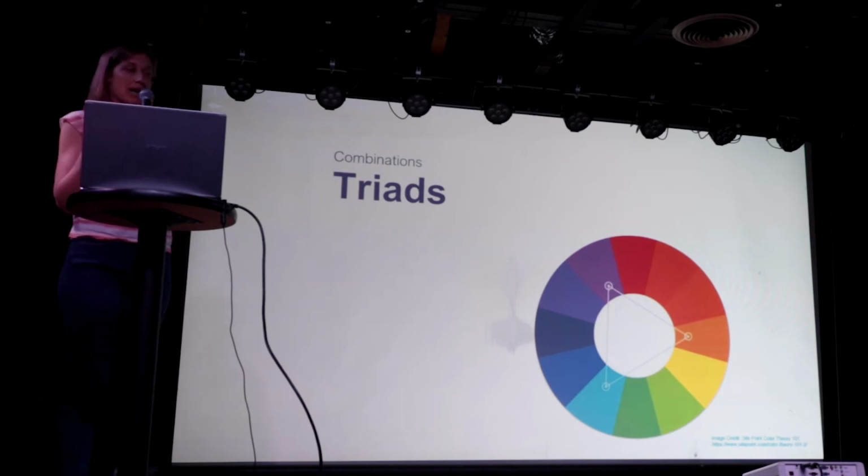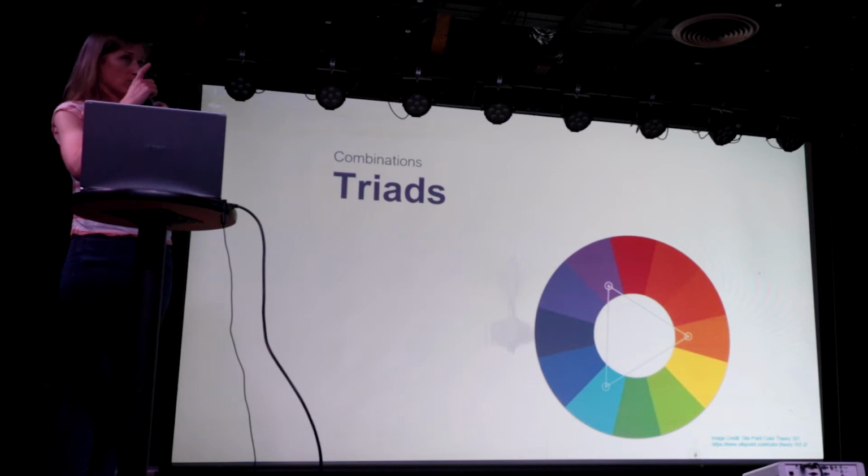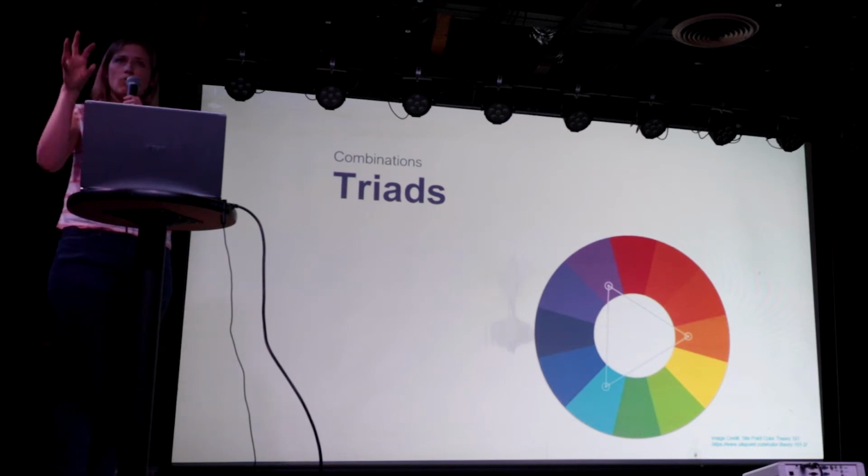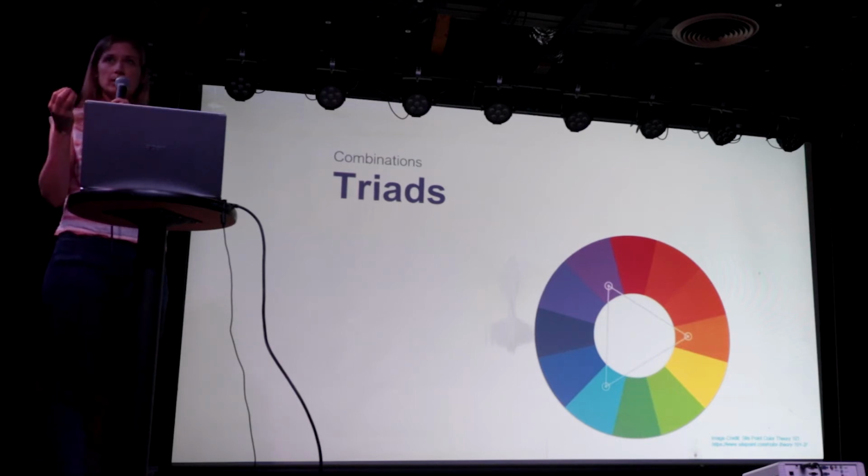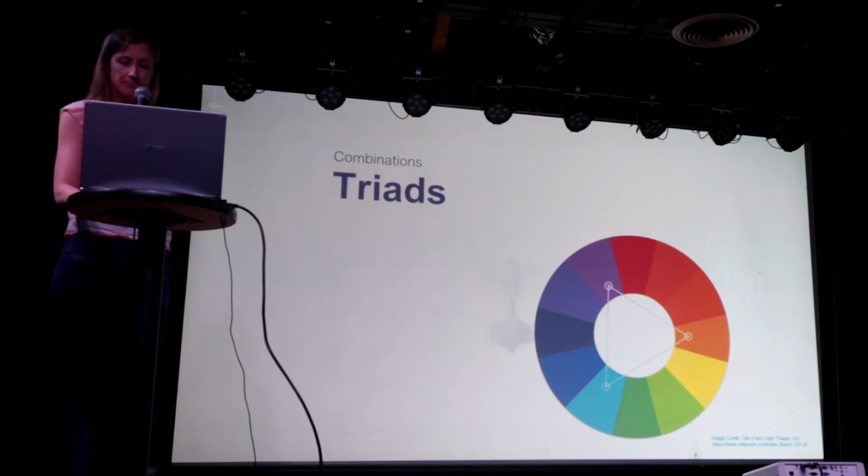The next type we have is called a triad, and this is where you take a triangle and drop it right on the color wheel. It gives you a really bright and vibrant range of colors across the color wheel, and it gives you a lot of great options on how you want to leverage those colors.